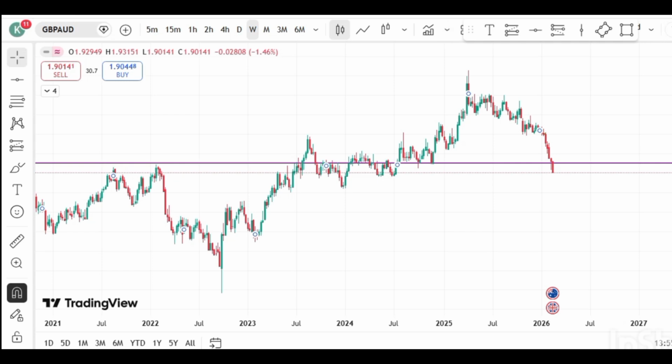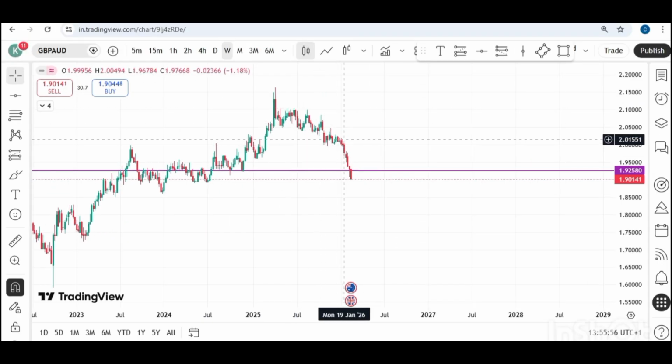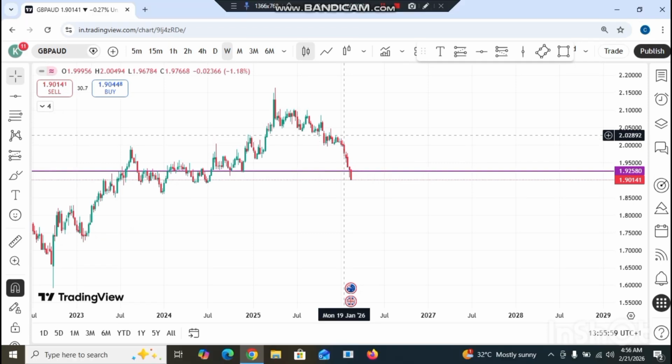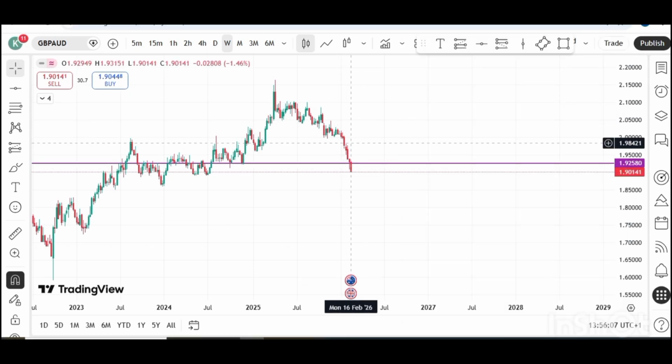So on GBP Aussie, of course, I told you guys my analysis starts on the weekly time frame. So obviously I check the breakout of a weekly candle, and as we can see, the weekly candle has been breaking out and closing in breakout to the downside, and this tells me that we are in a downtrend.